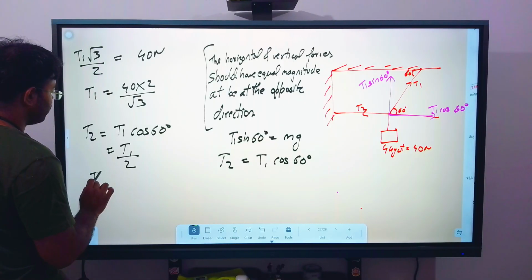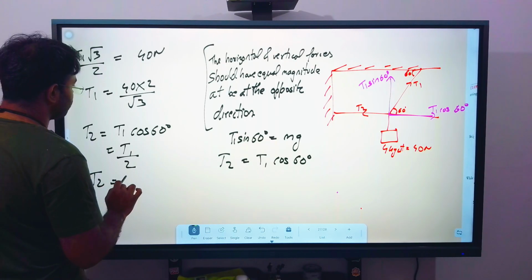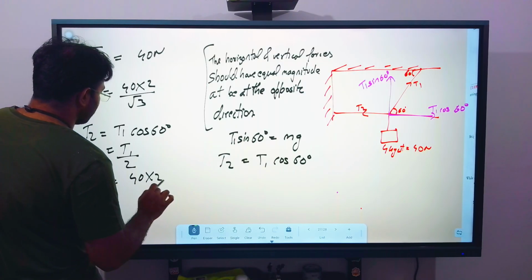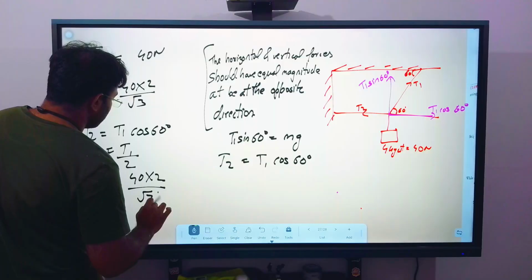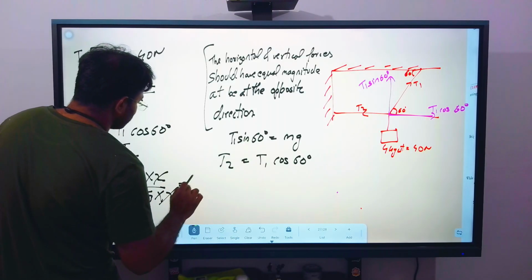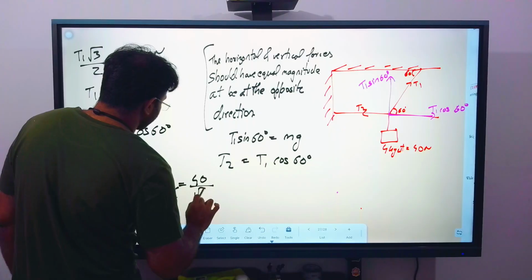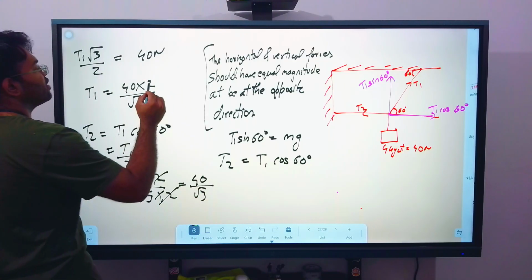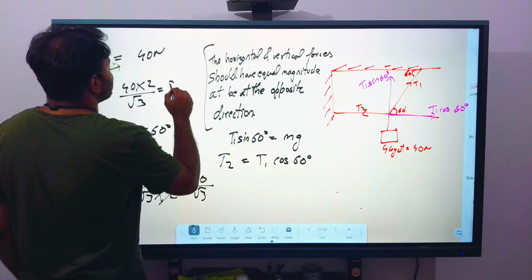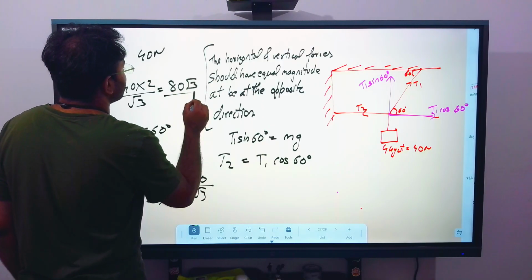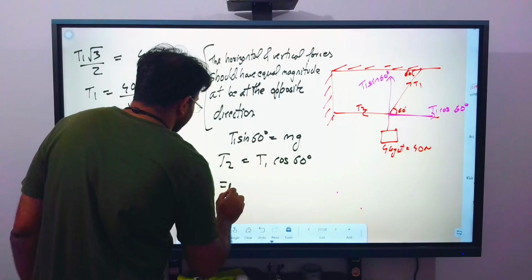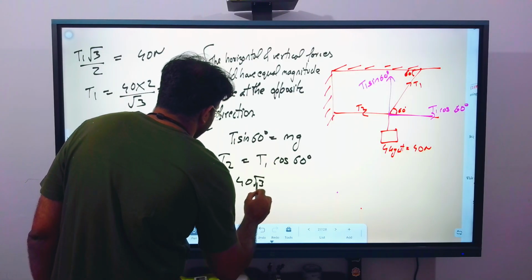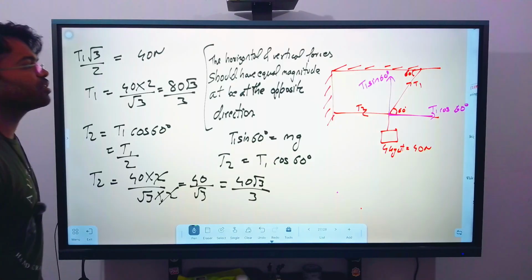So T2 is equal to 40 multiplied by 2 upon root 3 multiplied by 2. This gets cancelled. You will get 40 upon root 3. Now if you want to rationalize the denominator, what do you get? You will get 40 root 3 upon 3. I have rationalized the denominator.